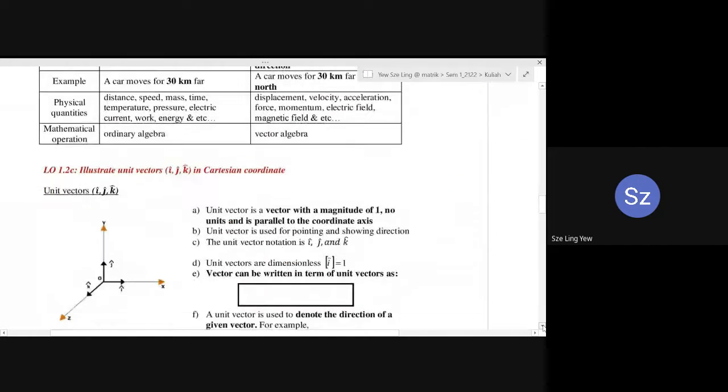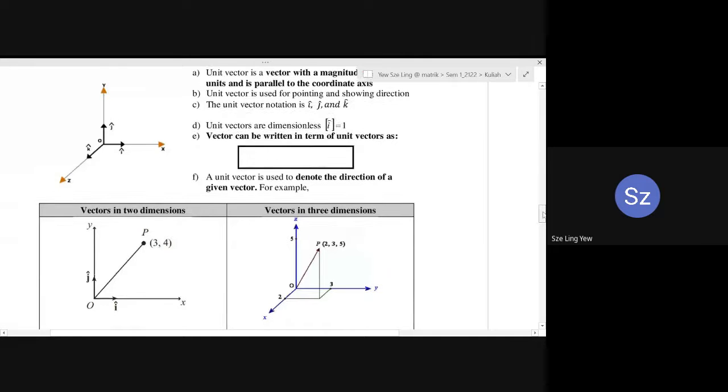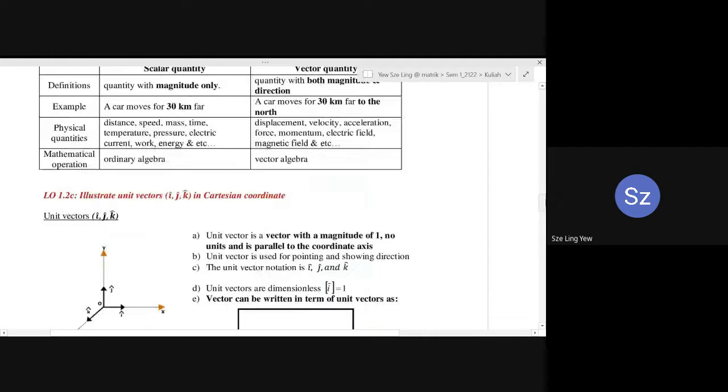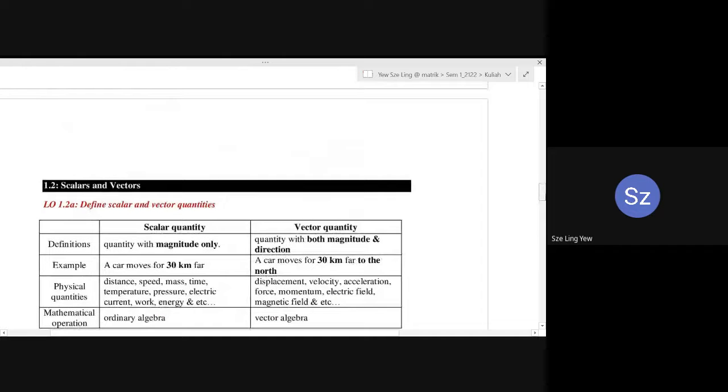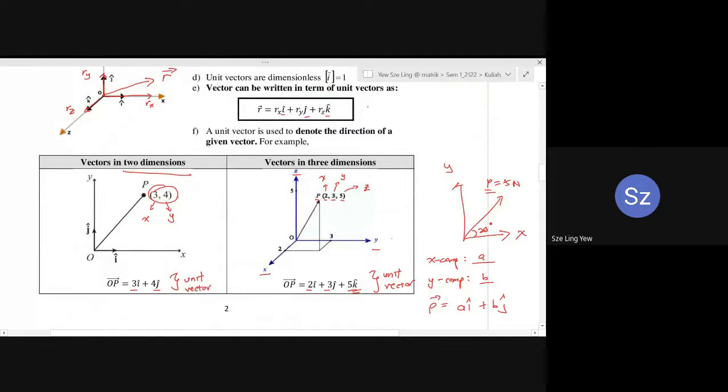Okay, so this is your version. Your version is blank, so make sure you add in the equation. The equation just now, I think it's not in your books, right? So you write it down.